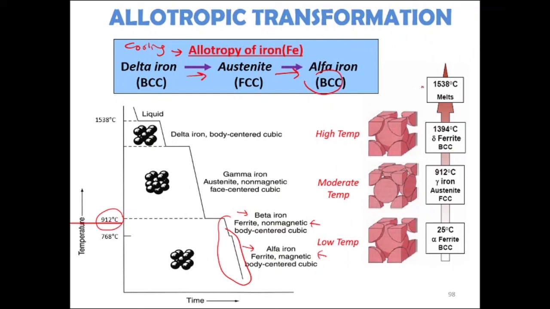Other important info is that above 1538 degrees Celsius, the iron will melt, so there is no lattice structure formed because it is in liquid state or liquid phase.